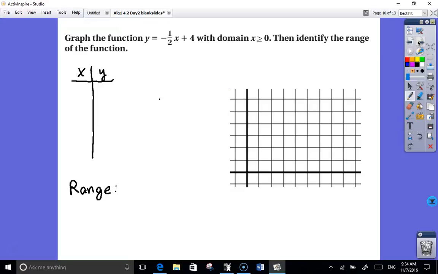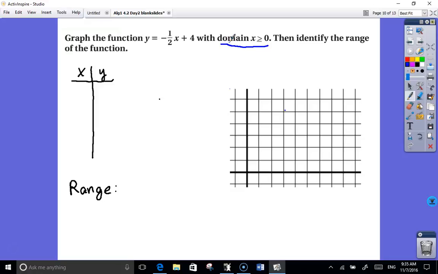Okay, last, graph the function y equals -1/2 x plus 4. But this time they're telling us the domain is x greater than or equal to 0. And then identify the range. Well, in the homework from last night, how did we graph a straight line? First we solved for y, and then what did we do? We did a table of values, and we plugged in some x values. What this statement, x greater than or equal to 0, is telling us is that you have to use x values that are greater than or equal to 0. They're limiting the domain. You can't just pick any x values now.